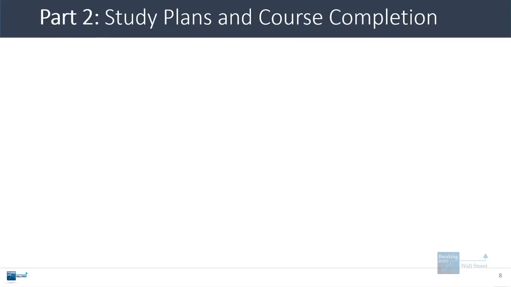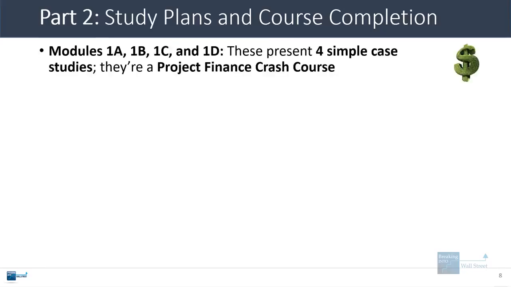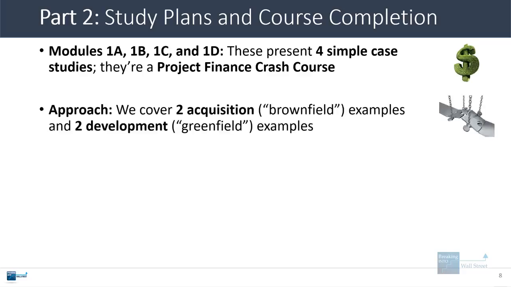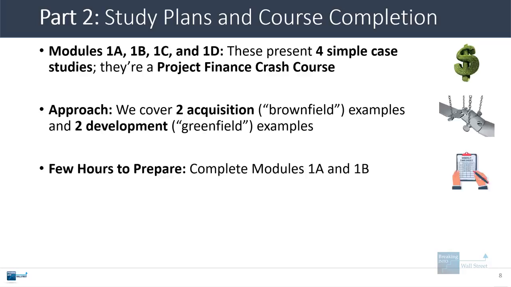Okay, so now let's move into the study plans and the course completion options. The short answer is that modules 1A, 1B, 1C, and 1D here all present 4 simple case studies, and they're effectively a crash course in project finance. We cover 2 acquisition examples for a toll road and a natural gas power plant, and then 2 development examples for a solar plant and an offshore wind development.